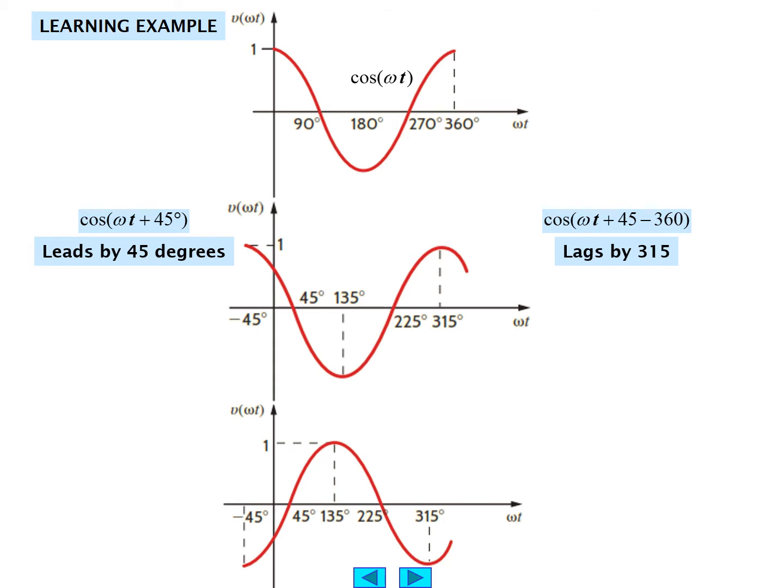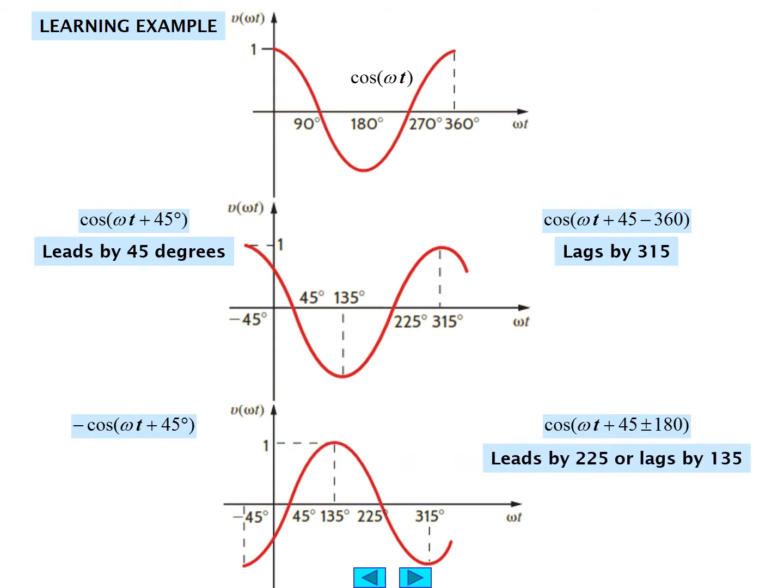Another waveform here with another phase shift. This time it's minus cosine omega t plus 45. It's very similar except for the minus sign, the middle and the bottom waveforms. And what we would say there is that cosine omega t plus 45 plus or minus 180 would be a representation of that particular waveform.